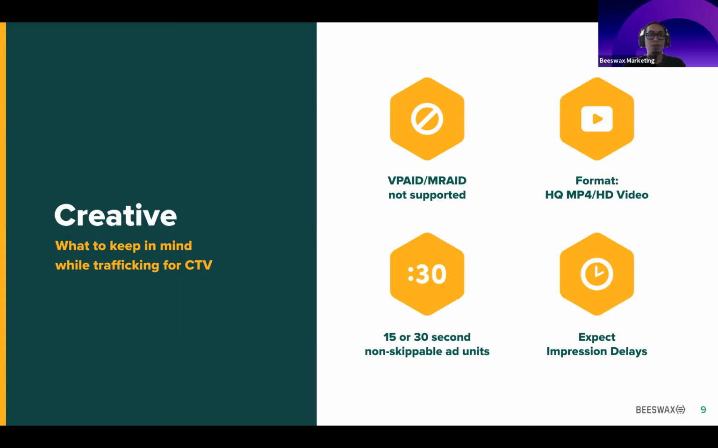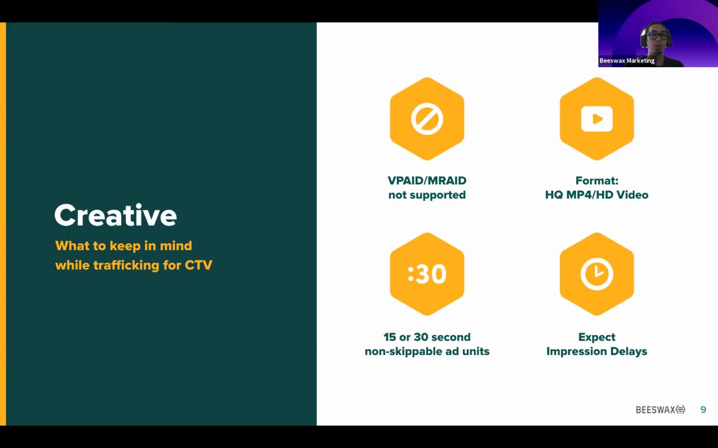In addition to 15 to 30-second non-skippable ad units, let's also talk quickly about impression delays. If you're not familiar with impression delays, it's really when there's just a gap between the time of the bid request or the bid response and the time the impression was actually delivered. And this happens in online video, but it is especially commonplace in CTV.